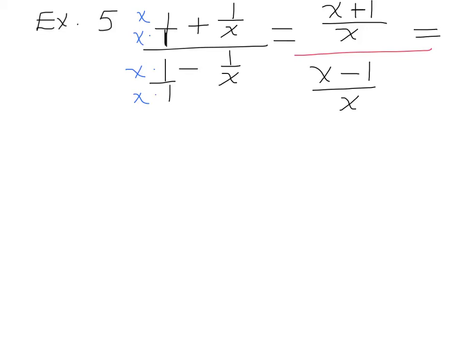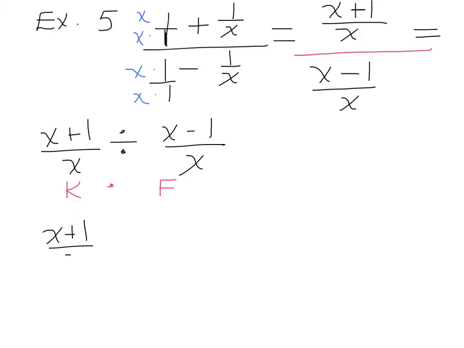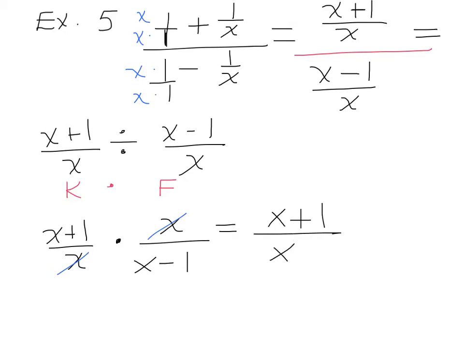Then, because now I have a division problem, I'm going to use my rule of keep, change, flip. So I'll keep the first, change this to multiplication, and flip this one. And if I see anything that I can divide out, I'll do it now. Then I'm left with x plus 1 over x minus 1. And then we're done.